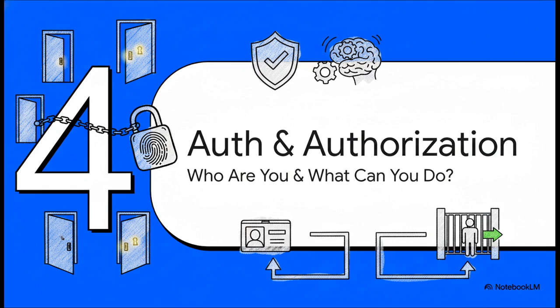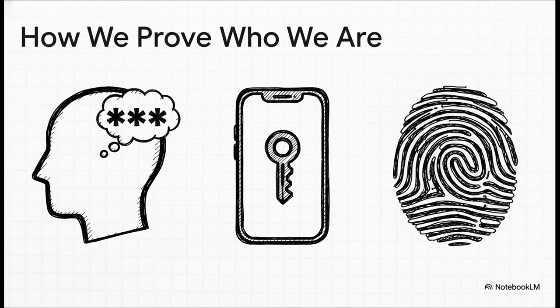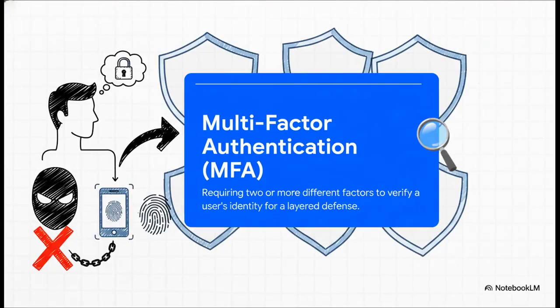Authentication, which is about proving who you are, and authorization, which is about what you can do once you're inside. Authentication always boils down to one or more of these 3 things. There's something you know, like a password. There's something you have, like your phone. And there's something you are, like your fingerprint or your face. And that right there is why multi-factor authentication, or MFA, is such a game changer.